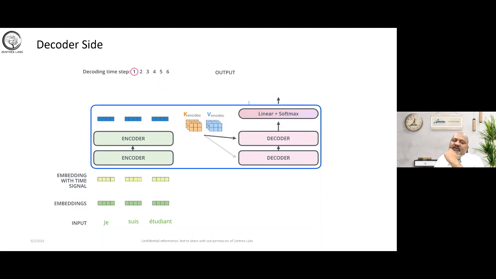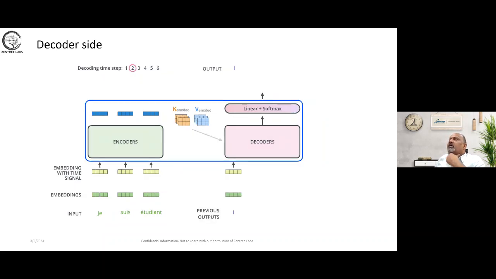Here you can see on the encoder side, you have the input embeddings combined with the positional signal, and the encoder gives the contextual information. This contextual information is encoded into the K encoder-decoder vector and the V encoder-decoder vector. Then this information is passed to the decoders, put through the linear layer and the softmax layer to get the output. That is stage 1, that is how it happens.